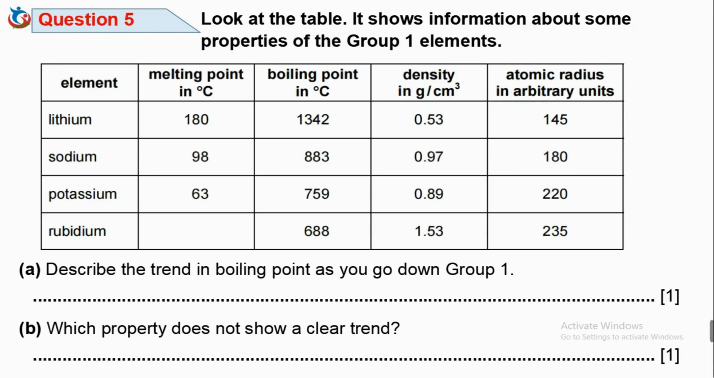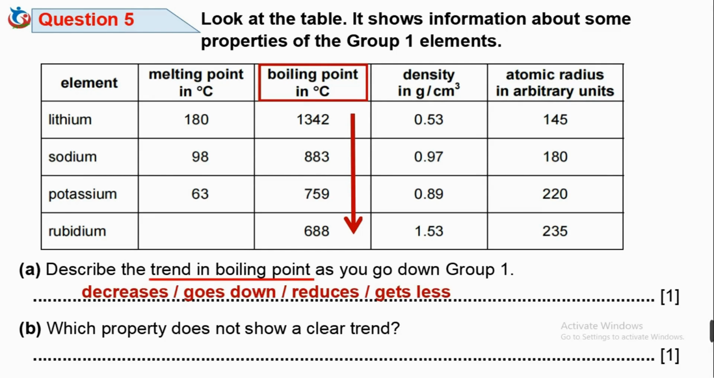Question 5. Look at the table. It shows information about some properties of the group 1 elements. A. Describe the trend in boiling point as you go down group 1. Now let's observe the boiling point column highlighted with red box. You will notice that the boiling points decrease from 1342 to 883, from 883 to 759, then to 688. Hence, the boiling point of group 1 element decreases or goes down or reduces down the group. All these terms are acceptable.